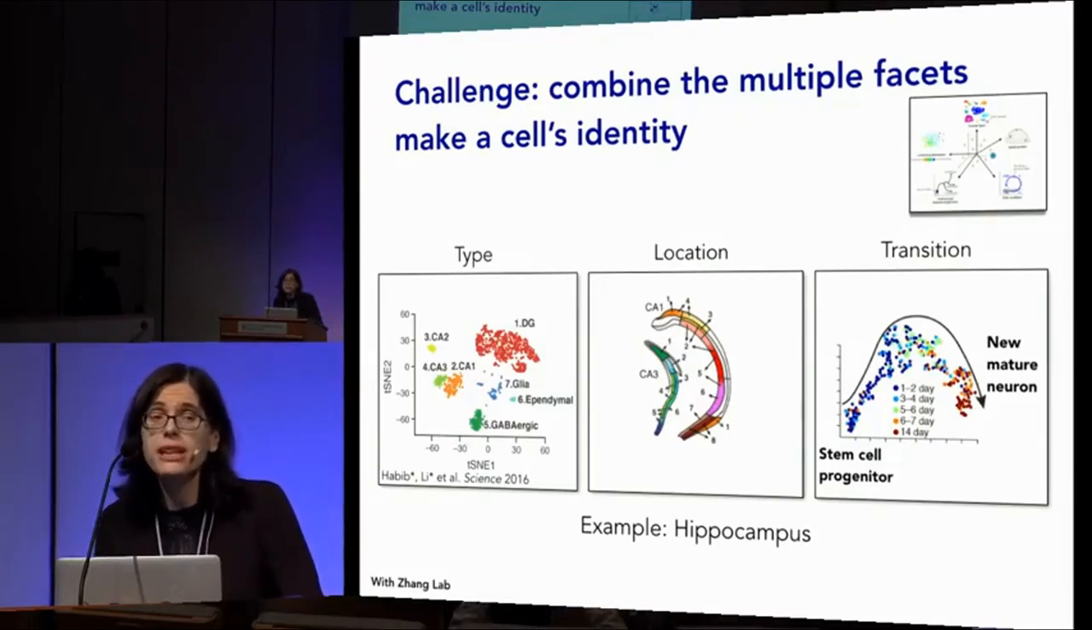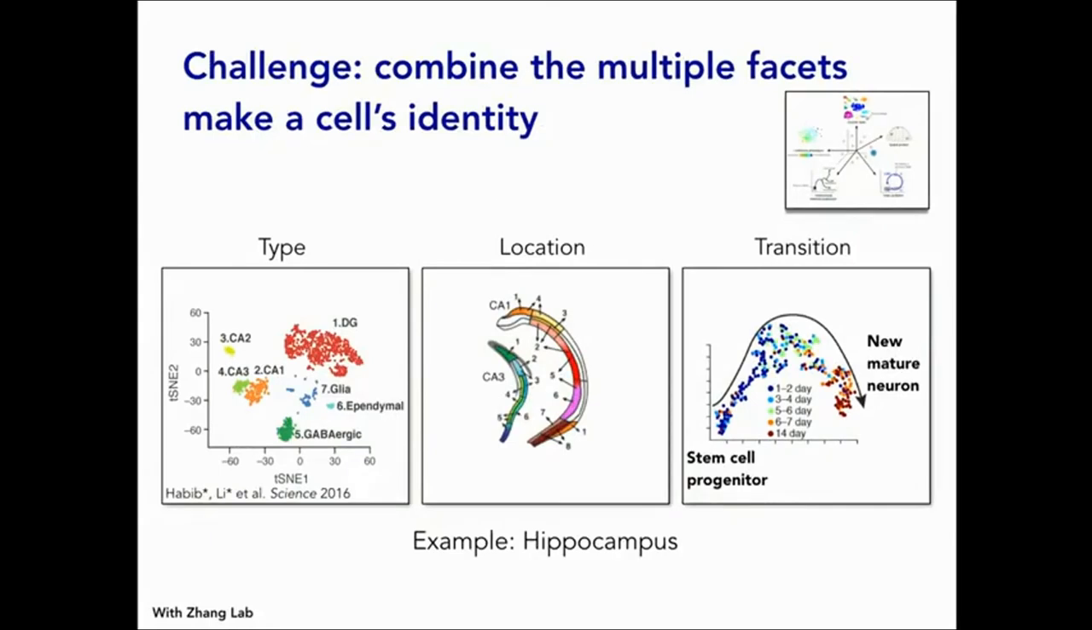Now, all of these different facets combine together, and one of our challenges is never to forget that. We can't just look at one process and forget about all the others. The cell has a type, and it is located somewhere, and it is undergoing multiple transitions at any moment in time in which we look at.